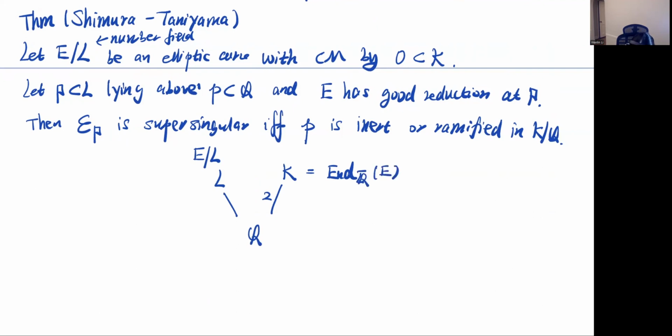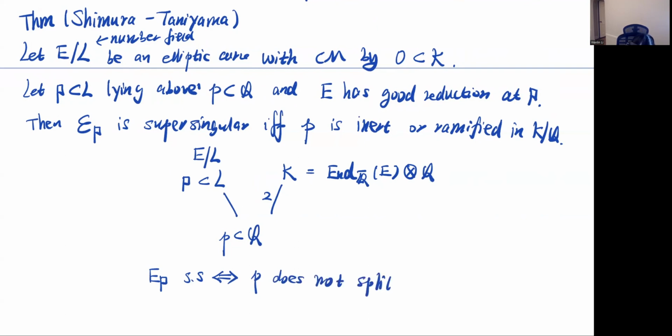Bar E cancel with Q. Okay, then I have a prime. I take a prime P inside L, and it lies above a rational prime P. Okay, so then the statement is that E mod P is supersingular if and only if P does not split in this K over Q extension, right?